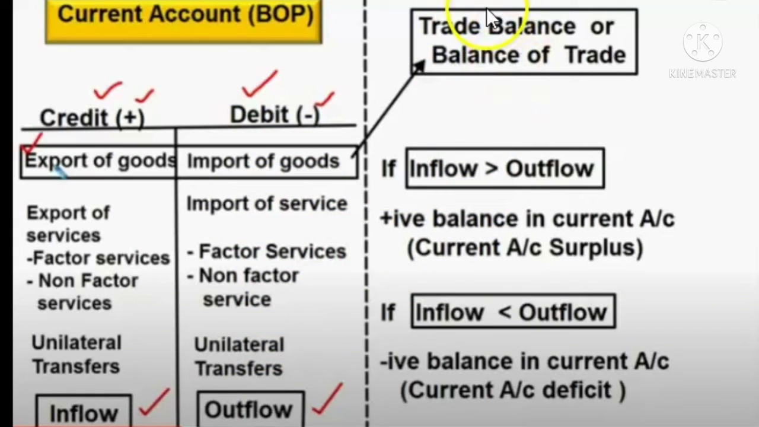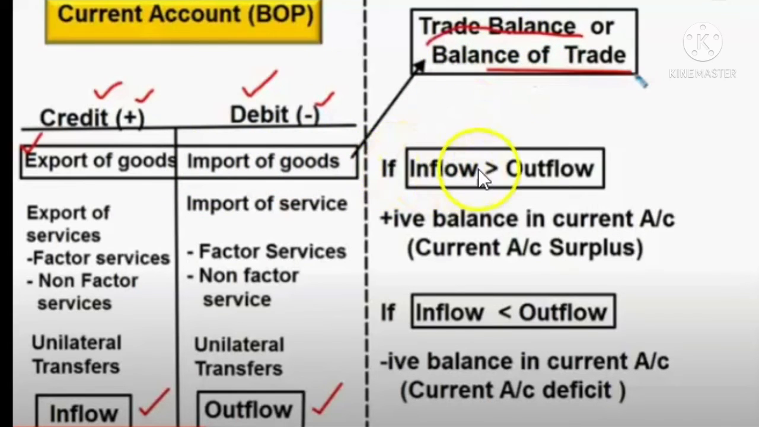So trade balance or balance of trade is known as what? Export and import of goods in the form of visible items. The term used is balance of trade or trade balance. So the balance from export and import of goods is known as a trade balance or balance of trade.